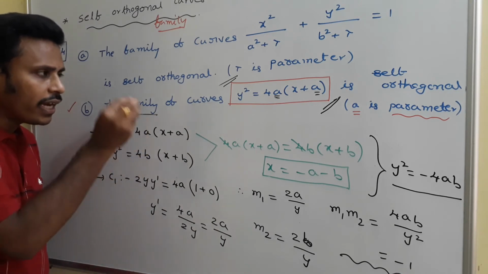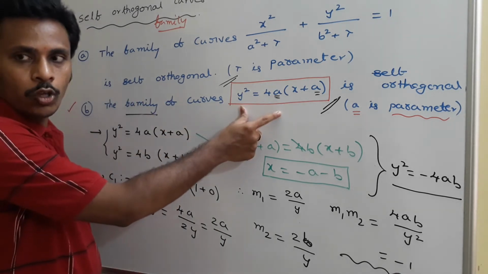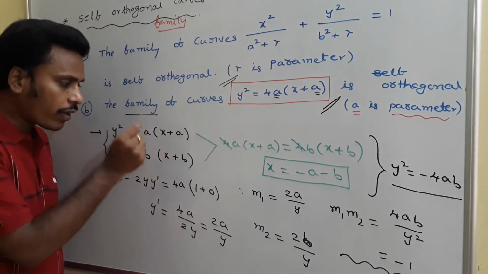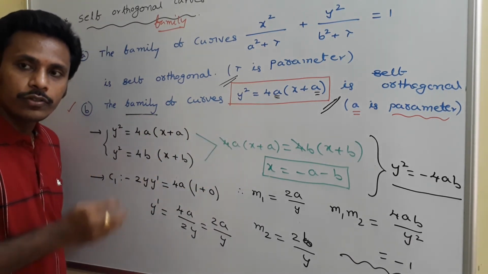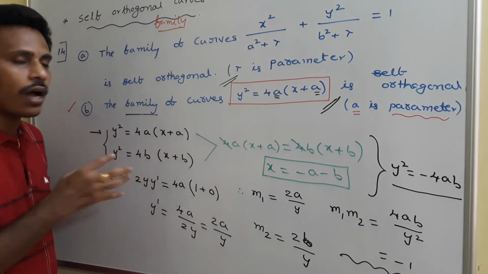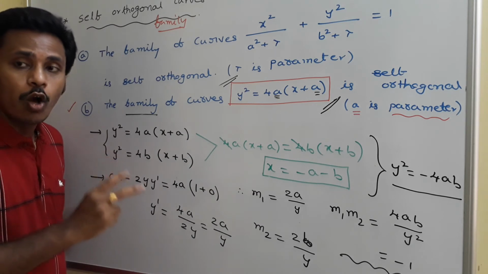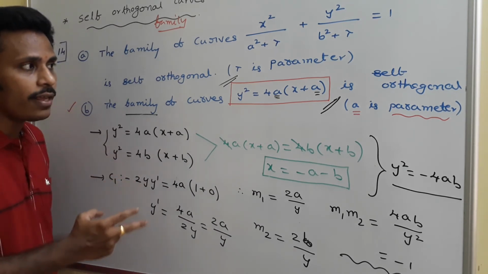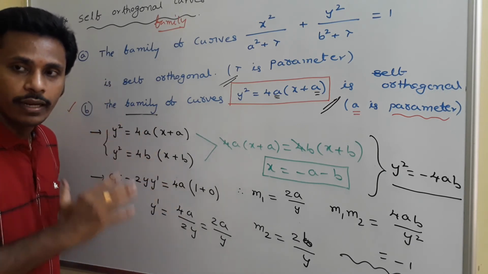I am taking any two curves of this family, and if I calculate the angle between those two curves, we are getting it as 90 degrees. So we conclude that these two curves are orthogonal. So every pair of curves of the family are orthogonal, so we consider that family as a self-orthogonal family of curves.